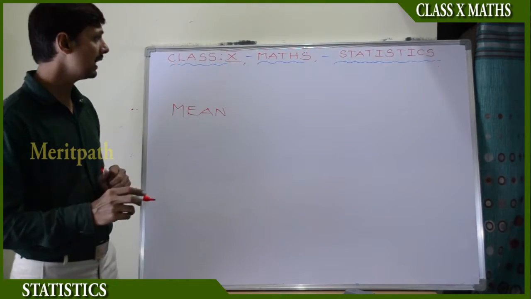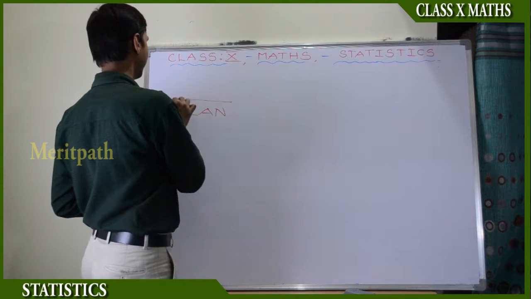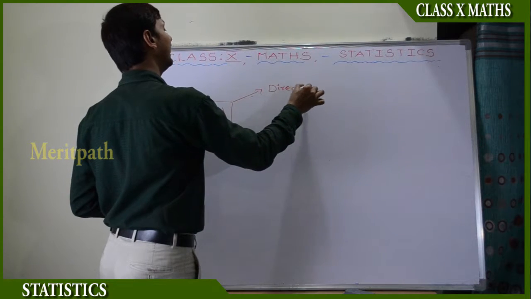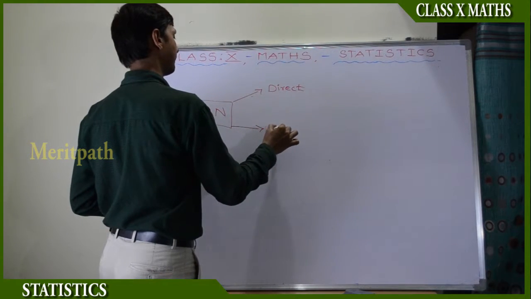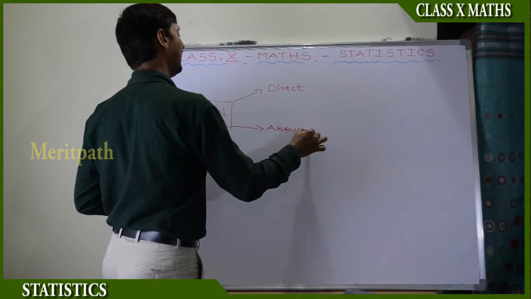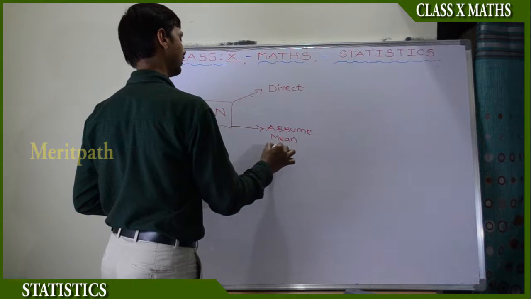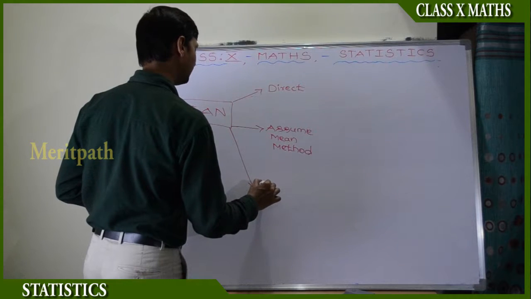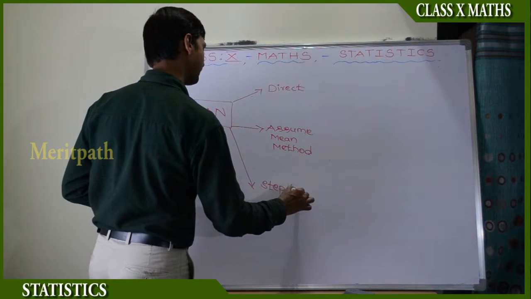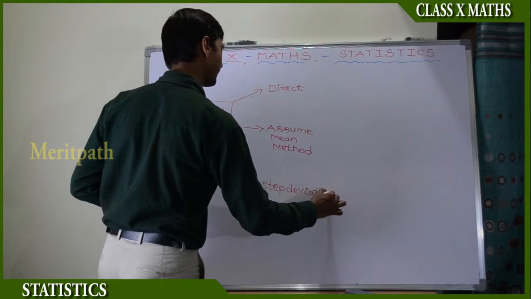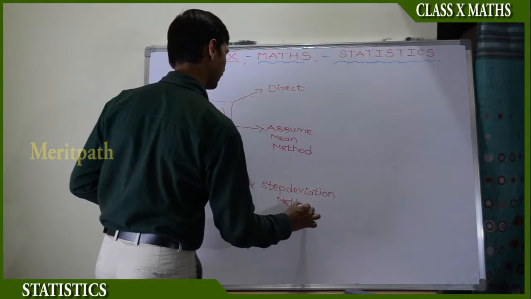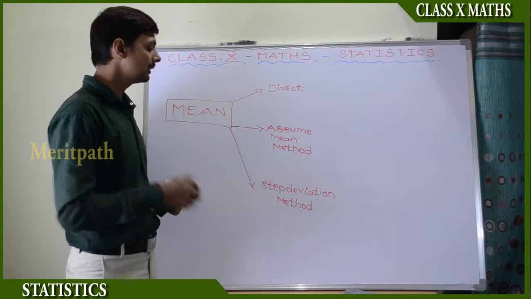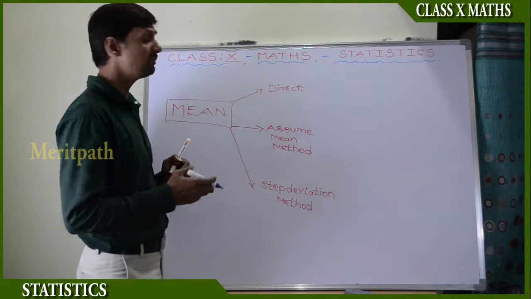To find out the mean of grouped data, we have 3 methods: the direct method, the assumed mean method and the step deviation method. So we understood that to find the mean of grouped data we have three methods: direct method, assumed mean method and step deviation method.